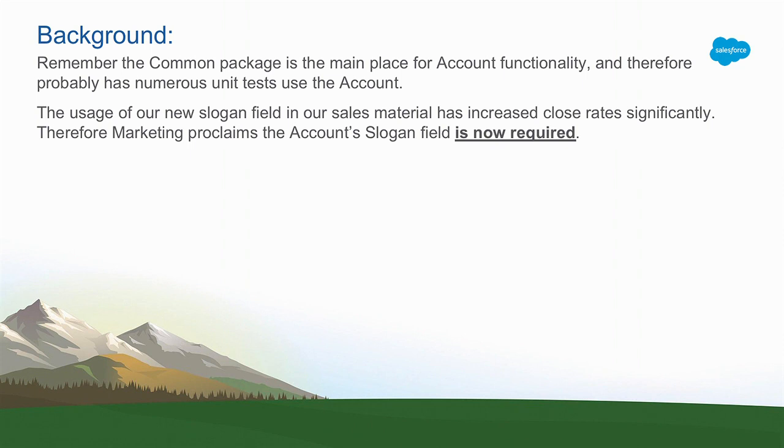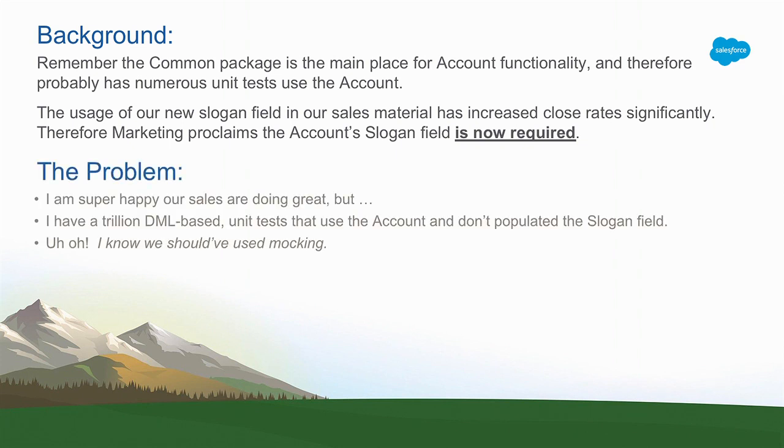And we also have, up in that area, a bunch of unit tests that use the account. Now, these unit tests really don't know anything about this new slogan field that we've come to use. And marketing has said that this slogan field is so wildly popular that they want it to be required now. Well, that's nice, but I have a whole bunch of unit tests using DML-based functionality that are probably going to have some issues. And I add a little line there, oh no, I know I should have used mocking, but this was stuff that existed long before I got here.